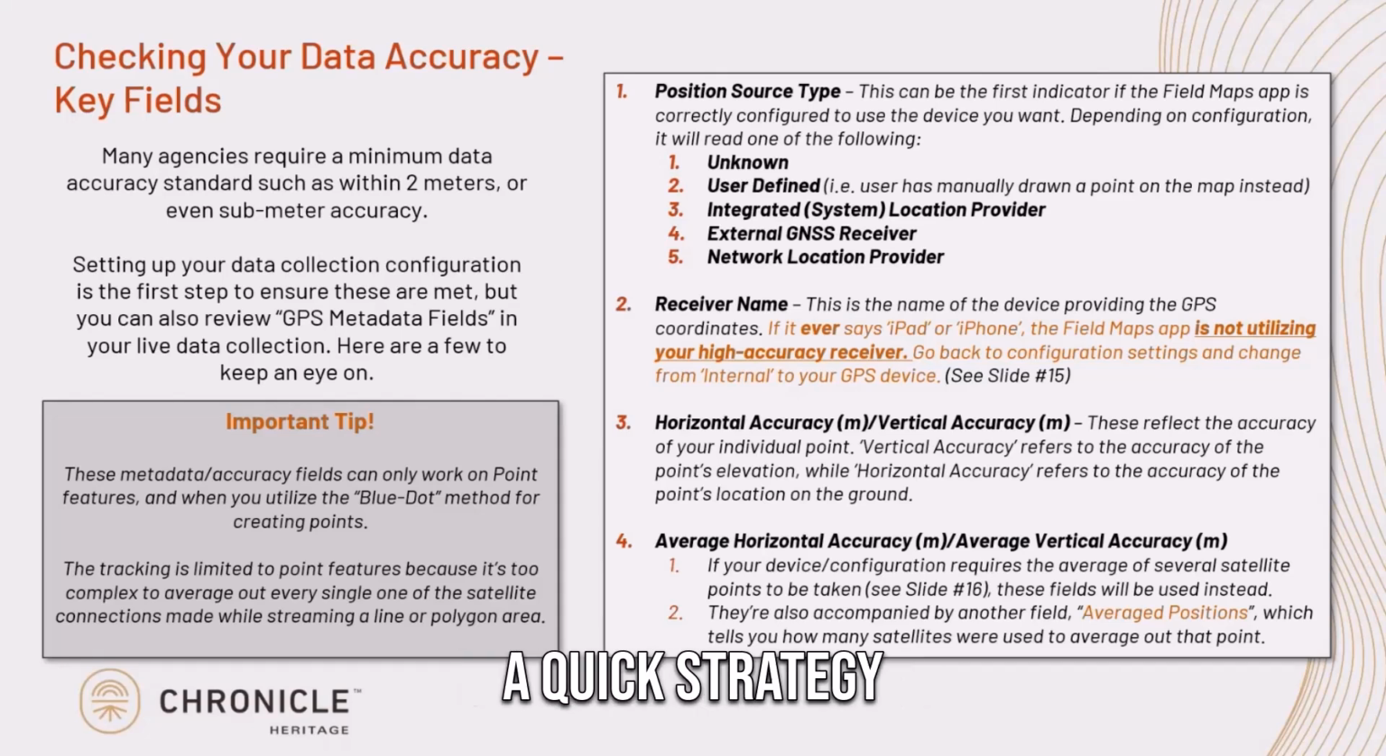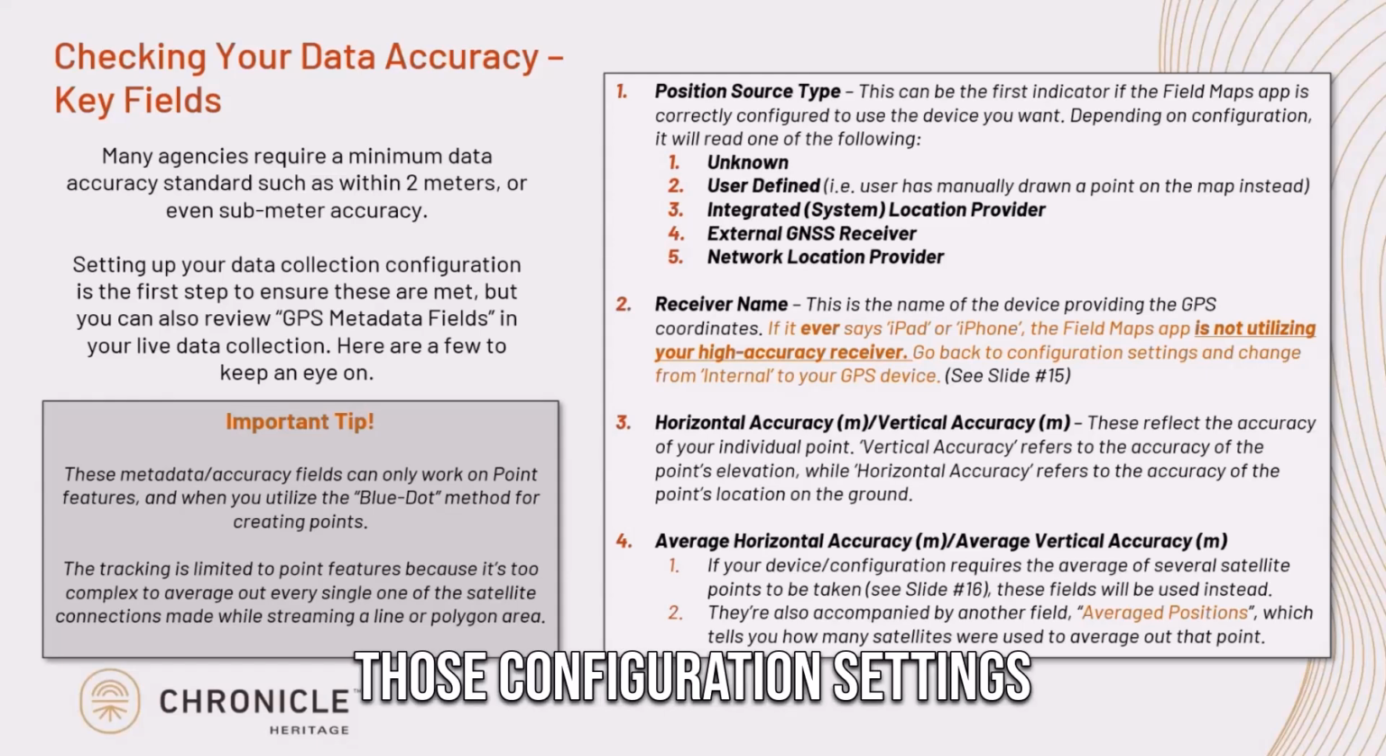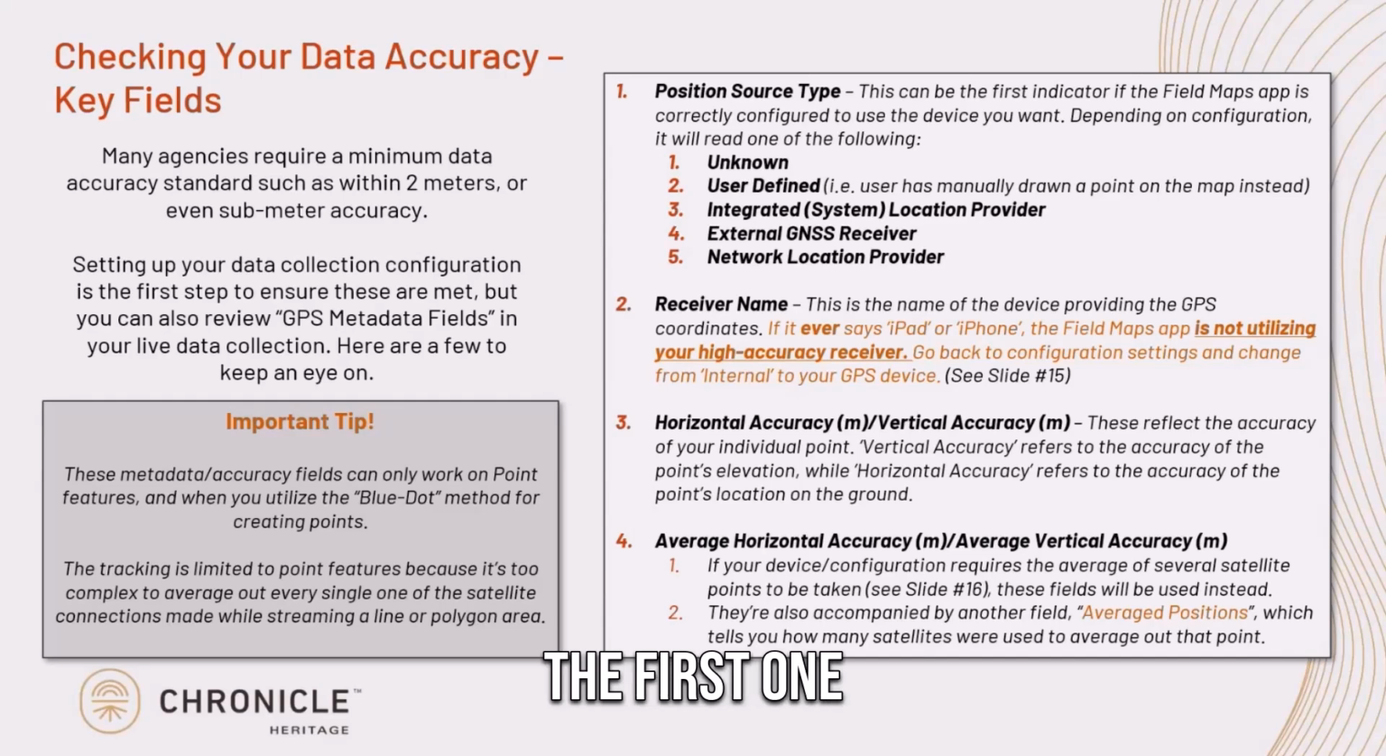At the end, we'll go over a quick strategy for how you could possibly track some accuracy for lines and polygons. But first, we'll go over what these metadata fields are, what they are trying to tell you, and how they relate to those configuration settings we went over earlier. Well, the first one you're going to be looking at is called position source type. This could be the first indicator if the Field Maps app is correctly configured to use the device you want, and depending on the configuration, it could read one of the following.